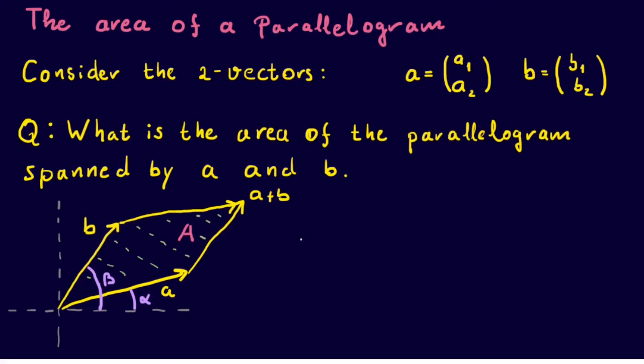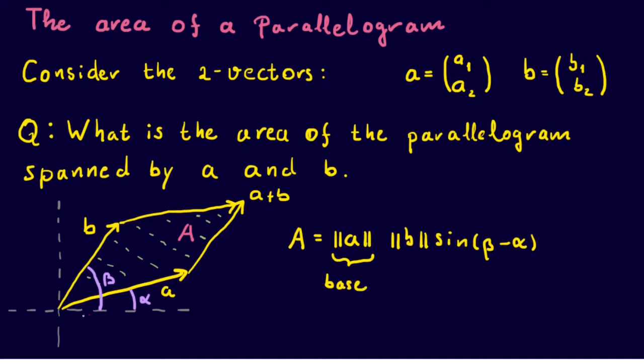Now, with that notation, we see that the area is equal to the length of the vector A times the length of the vector B multiplied by sine of beta minus alpha. So what we're using here is that this parallelogram has base length of A, it's just the length of this vector here, and then the height is given by the length of B times the difference between the angles.